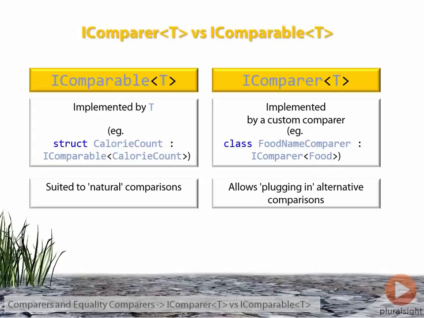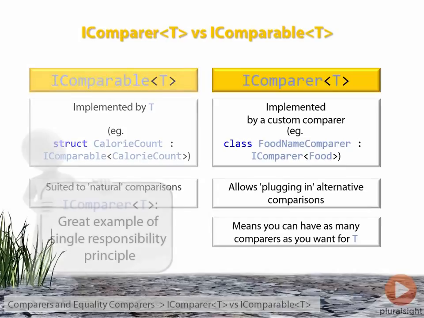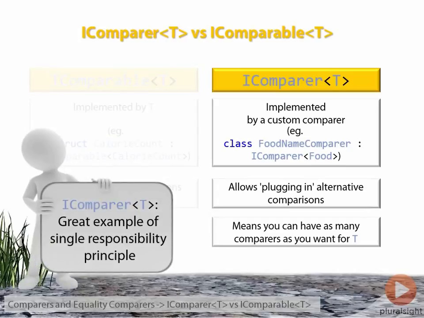we wanted to sort them, say, by their food group, then all we need to do is write another comparer and have our new comparer sort Food instances by the new criteria. This ability to plug in different comparisons as required is very powerful. It's also arguably a brilliant example of applying the single responsibility principle in coding.